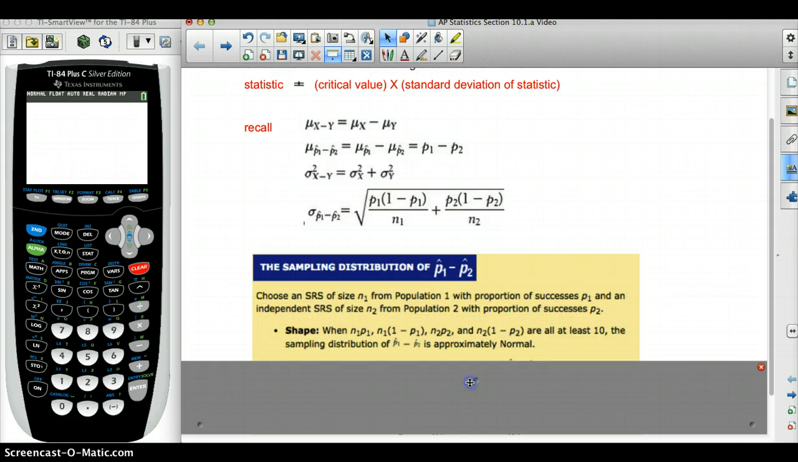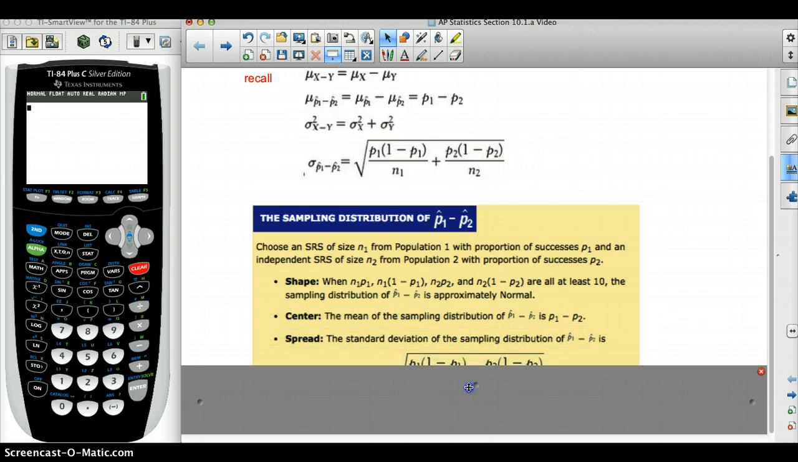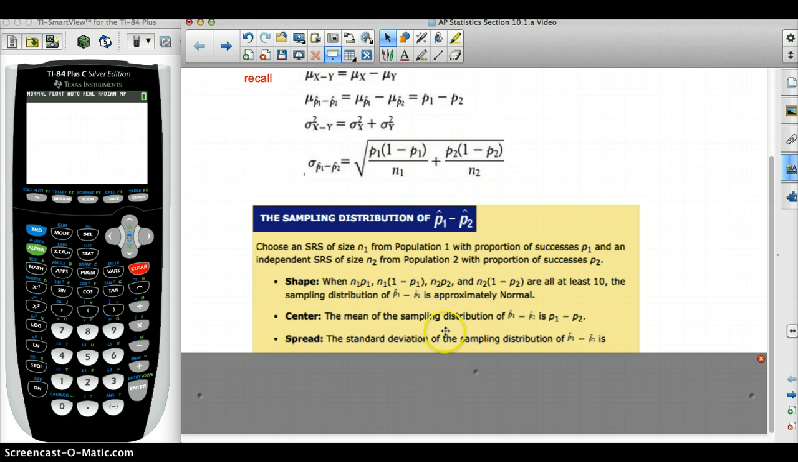Okay, so just a few things to remember with the sampling distribution of p hat sub 1 minus p hat sub 2. Remember that you choose an SRS of size n1 from population 1 with a proportion of successes, which is p sub 1, and then there's a separate, totally different independent SRS with a sample size of n2 from population 2 with a proportion of successes we label as p sub 2. The shape is approximately normal if all four of these conditions are at least 10. The center is the mean of the sampling distribution of p hat sub 1 minus p hat sub 2, which is p1 minus p2, or their proportions.